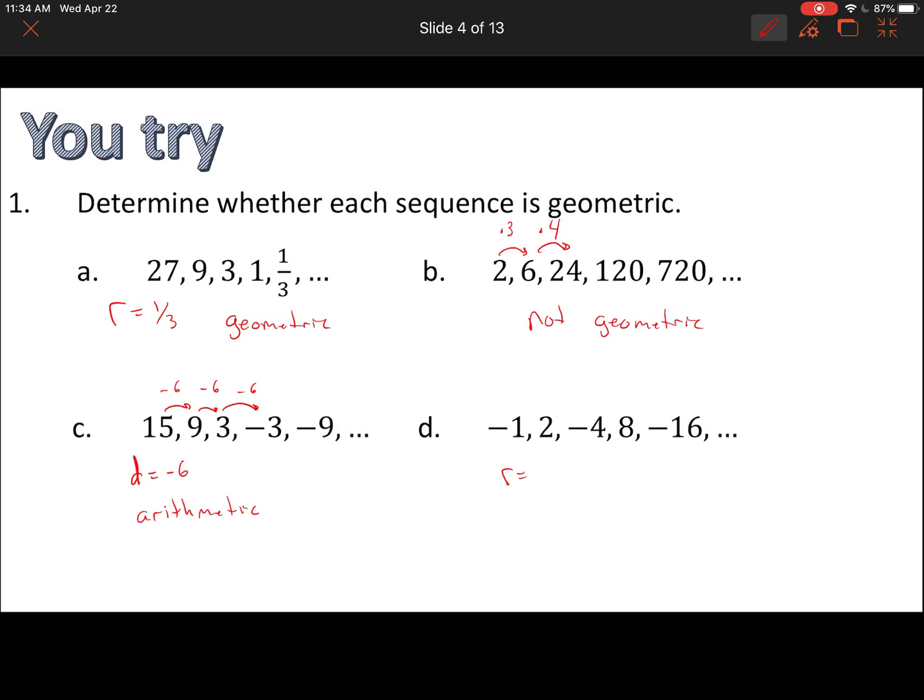And this last one here, I have an R value of -2. I just keep multiplying by -2. That tells me it's geometric.